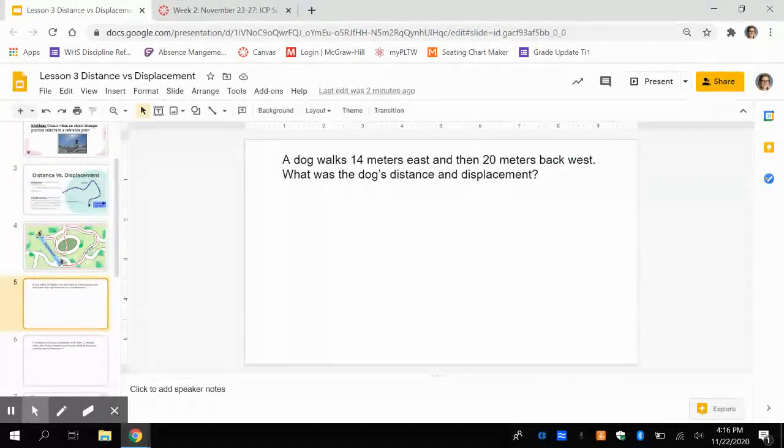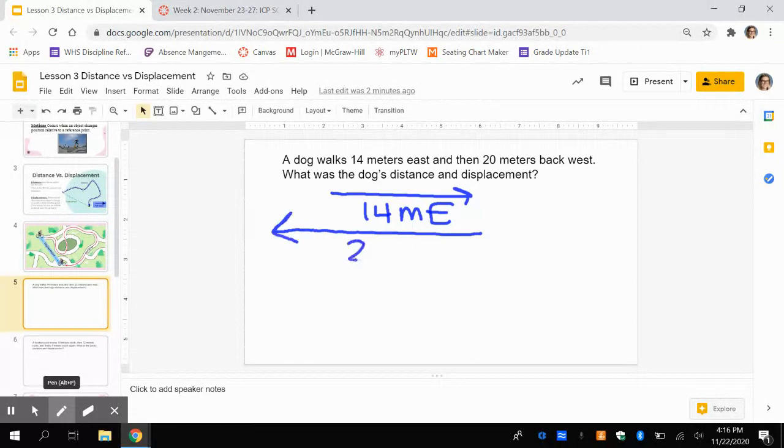So if we go back to this question, this says a dog walks 14 meters east and then 20 meters back west. What is the dog's distance and displacement? So let's draw a picture of what's happening. So the dog walks 14 meters east, and then he turns around and he walks 20 meters west. So that's what's happening.